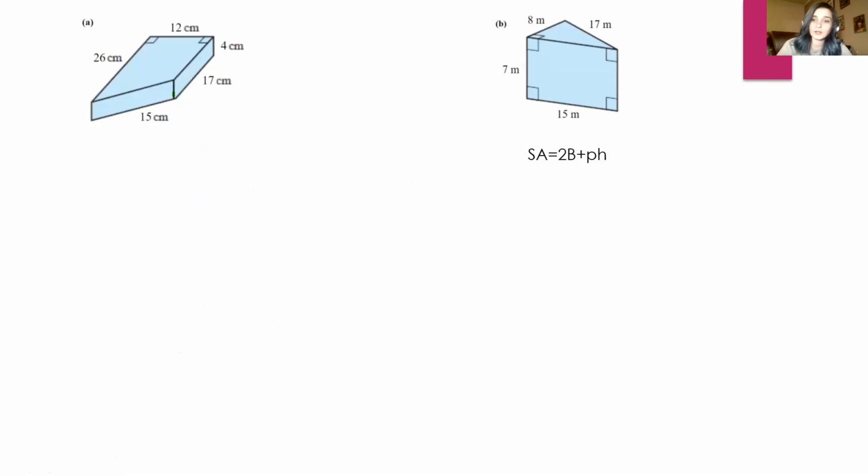Okay, so now we are going to find the surface area of these shapes. This is a trapezoidal prism.